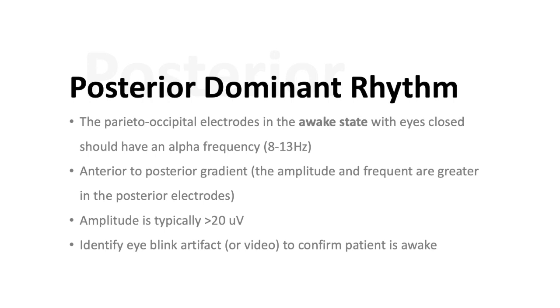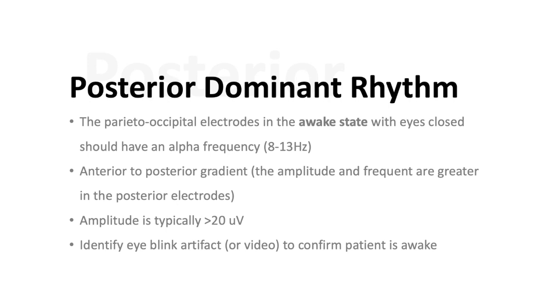When you begin to analyze an EEG recording, this is one of the most important features to identify in your analysis. The posterior dominant rhythm is a typically alpha range rhythm in a normal adult and is seen in the parieto-occipital electrodes in the awake state and is accentuated by eye closure, meaning you'll see a higher amplitude posterior dominant rhythm with eye closure. There is an anterior to posterior gradient, which means the amplitude and frequency are greater in the posterior electrodes. Furthermore, the amplitude is usually greater than 20 microvolts.